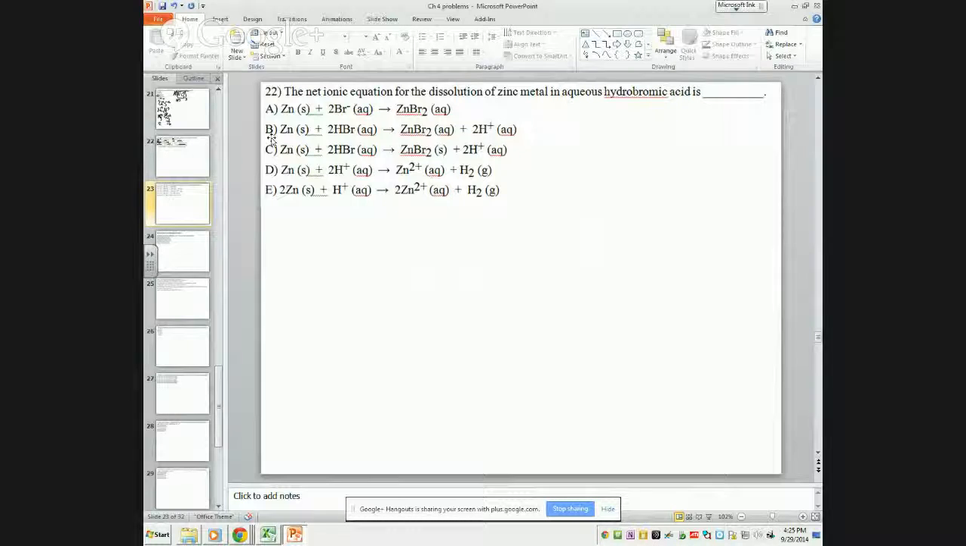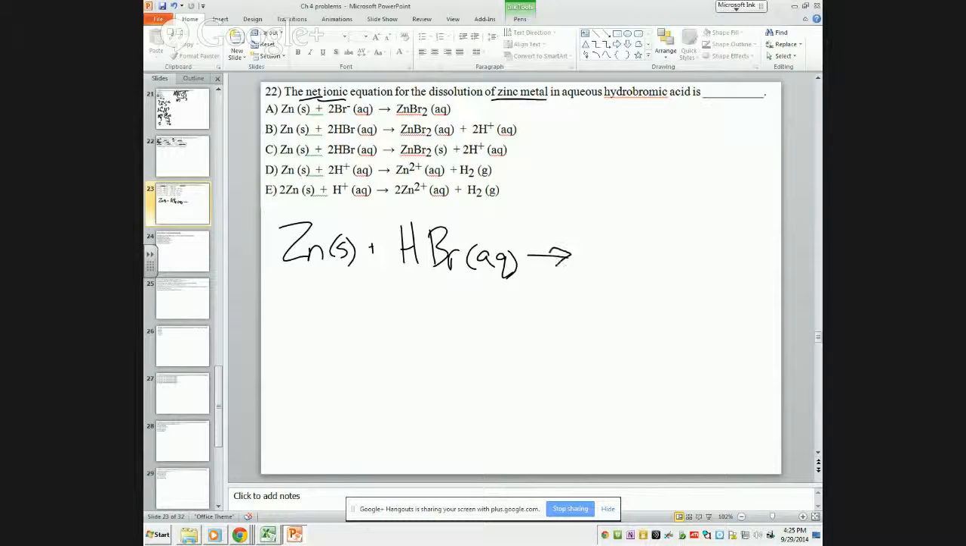22. The net ionic equation for the dissolution of zinc metal in aqueous hydrobromic acid. So we've got zinc metal in hydrobromic acid, that's aqueous. What is that going to end up with? Well, zinc bromide and H2 gas.